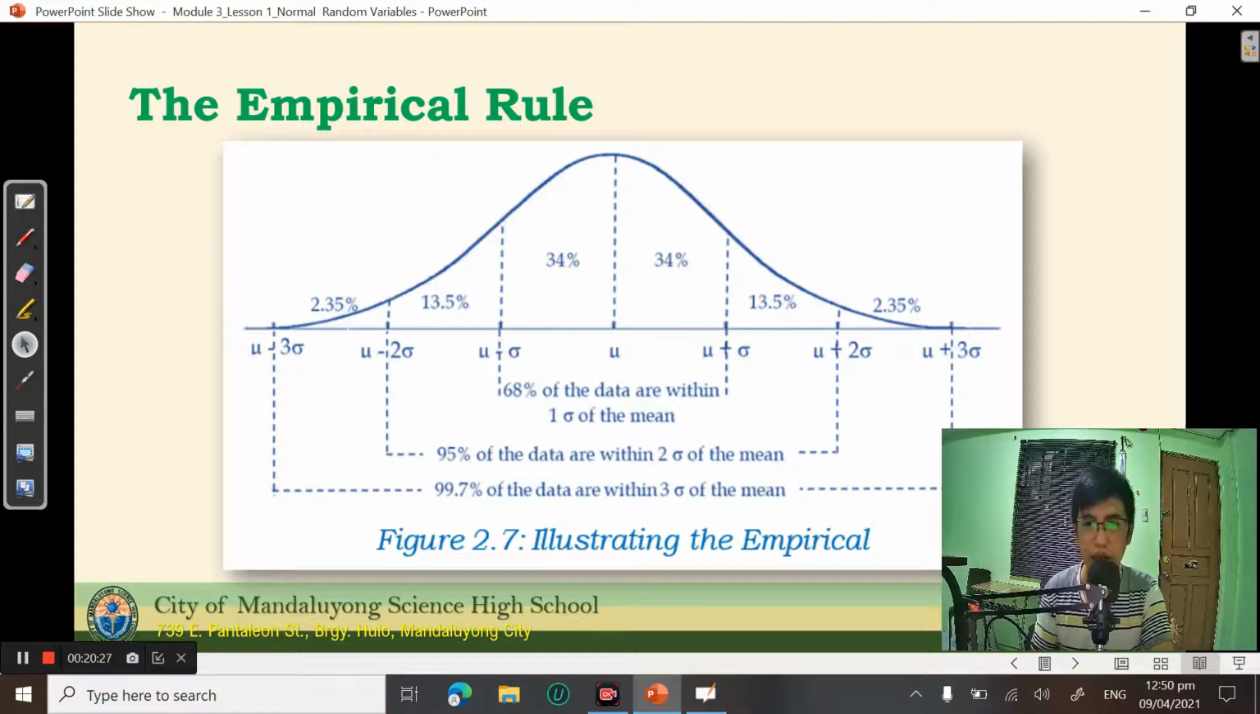And for us to better understand it, look at this. Now, what does the empirical rule say? That 68% of the data are within 1 standard deviation of the mean, both left and right. Okay, both left and right, 68%. We said earlier, they are symmetrical. It is symmetric around the mean. So meaning to say, this is 68, so divided by 2, 34 each, both left and right. Okay? Now, 95% of the data are within 2 standard deviations of the mean.